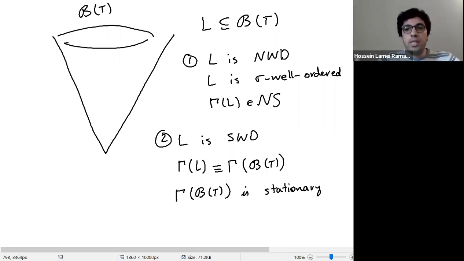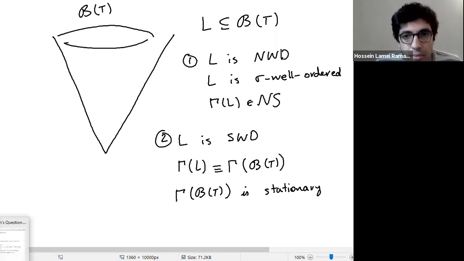This means that we have one stationary set gamma of BT such that every subset of BT is going to have gamma either trivial here, equivalent to the empty set, it's going to be non-stationary, or it's going to be equivalent to the whole thing. Either it's the whole thing or it's nothing. So it's like a gap. You can't go up and down when you vary the subset of BT. There are only two cases for this linear order.